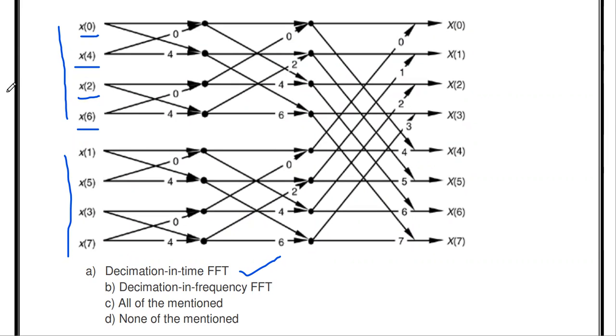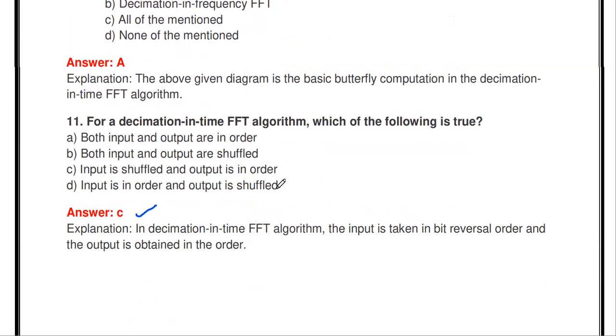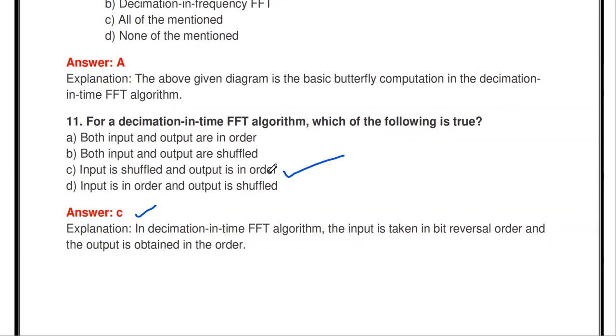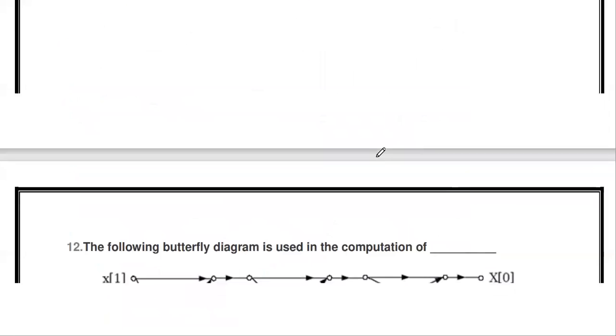So how are we applying the input sequence to this DIT butterfly diagram? In a bit reversed order, in shuffled manner we are applying the input. And you see the output we get from this DIT algorithm is in order. So in DIT algorithm, you have to note down that the input is in bit reversed order, we have to apply it as an input, and the output taken from the DIT algorithm is in order. So for decimation in time algorithm, input is shuffled, output is in order. But in DIF algorithm, reverse. Input is in order, output is in bit reversed order. Okay, so we'll see in the next question.